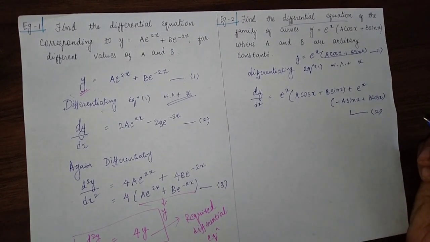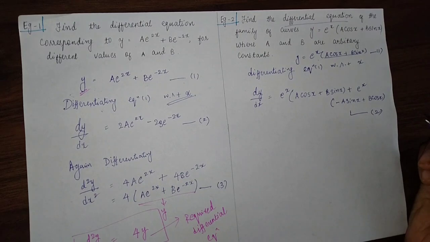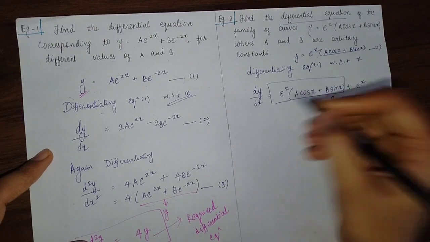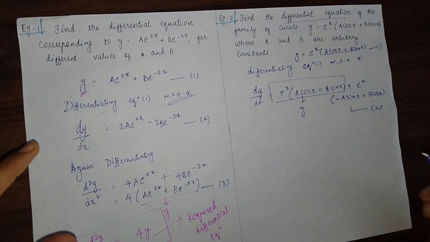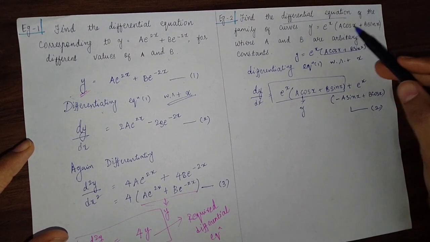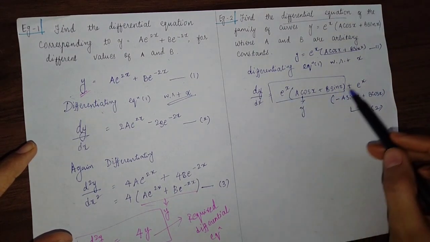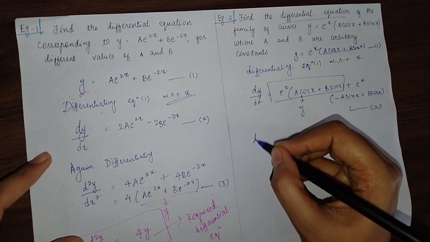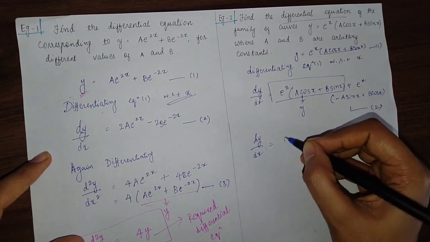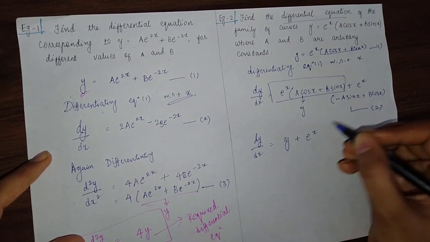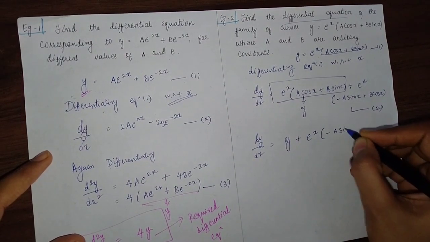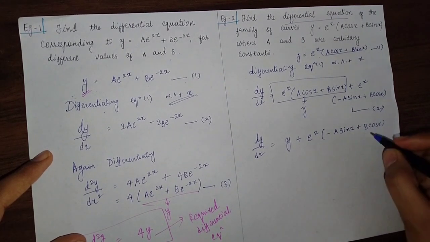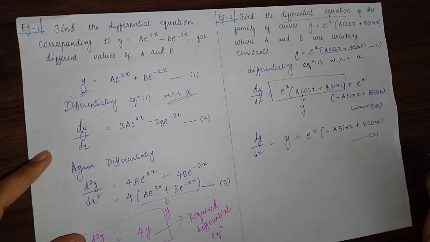So we got dy by dx. But you can see here, this is nothing but the given y. Y is given as e raised to x, a cos x plus b sin x. So here also we got that term, so instead of this term I can write y. So what will be dy by dx? Dy by dx will be y plus e raised to x into minus a sin x plus b cos x. So this is the final equation number 2 which we got.